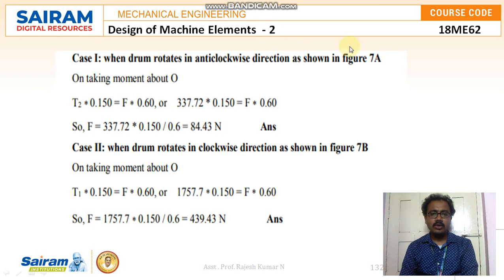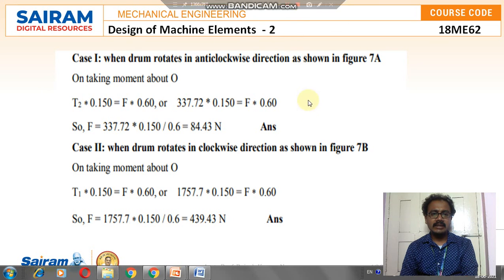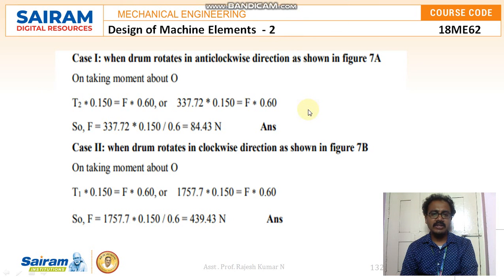We have two cases: the drum rotates in the anti-clockwise direction and the drum rotates in the clockwise direction. For the anti-clockwise direction, take moments about O. So T2 into 0.150 is equal to F into 0.60. Solving, we get F as 84.43. In the case of the clockwise direction, T1 into 0.150 is equal to F into 0.60. After solving, we get the F value as 439.43.